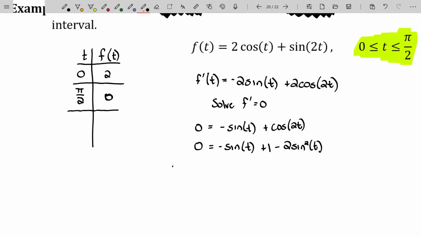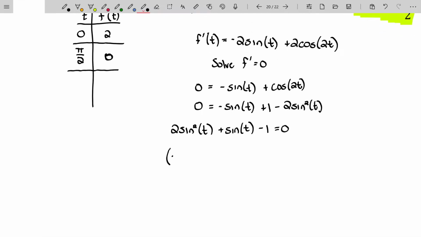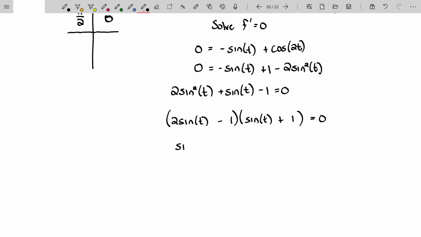Anyhow, this becomes 2 sine squared of t plus sine of t minus 1 is equal to 0. We'll try to factor this. I think it does. 2 sine of t and a sine of t equals 0. 1 and a 1, and that's probably going to be a plus, and this will be a minus. There we go. That's the factorization. So sine of t is either equal to a half, or it's equal to a negative 1.